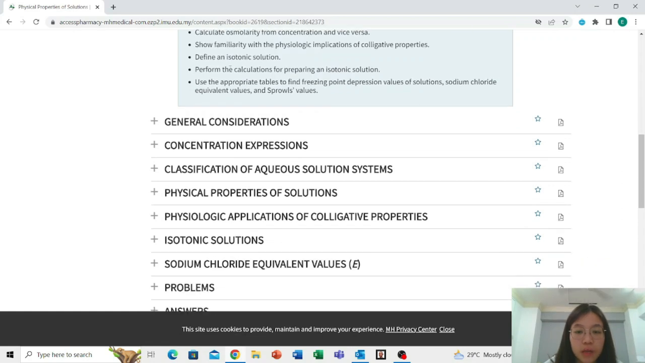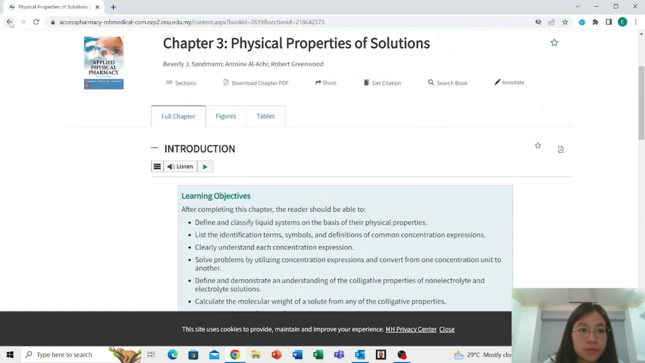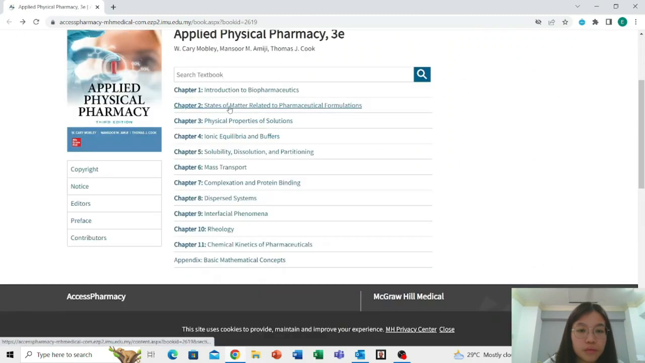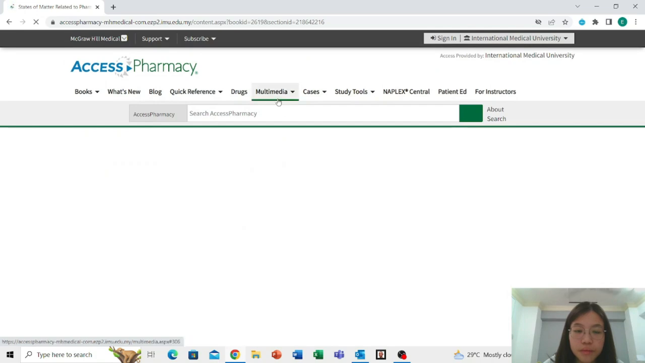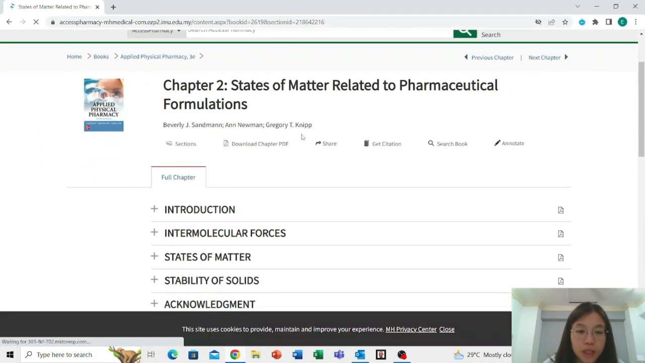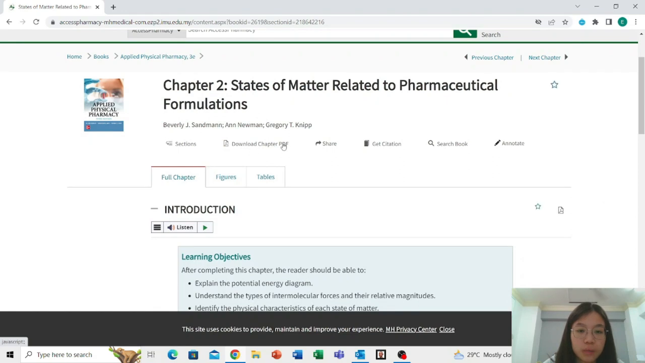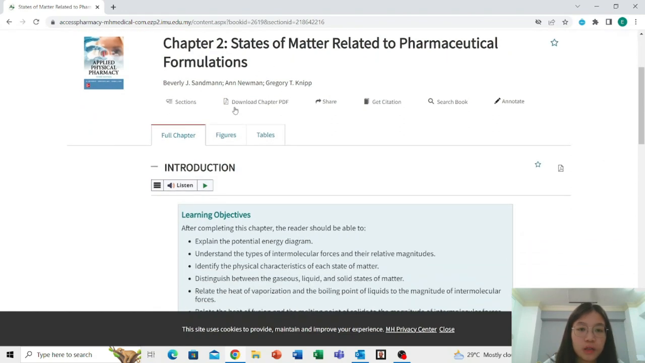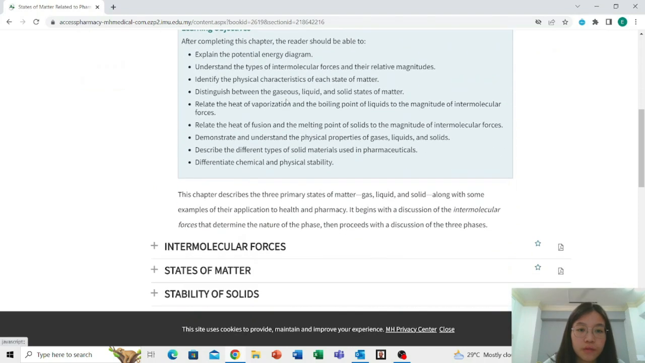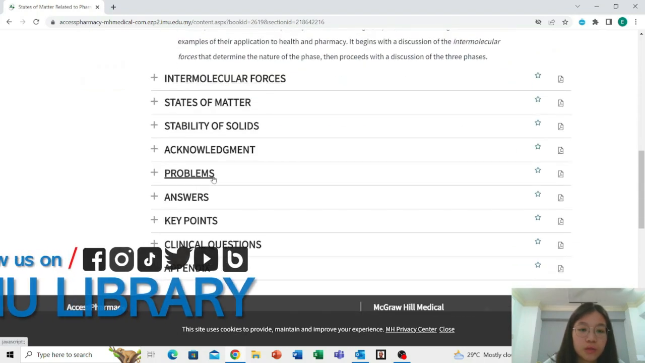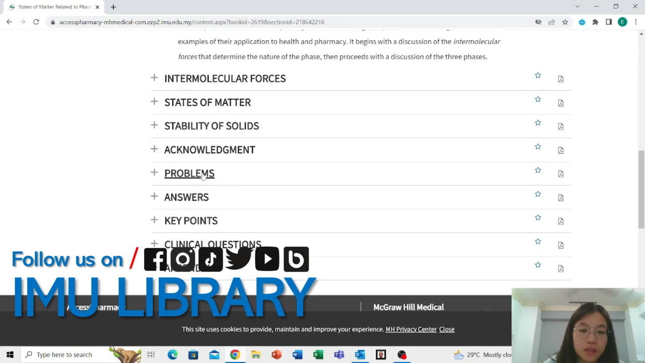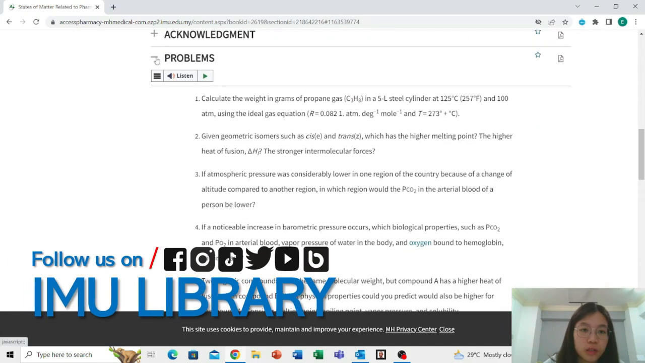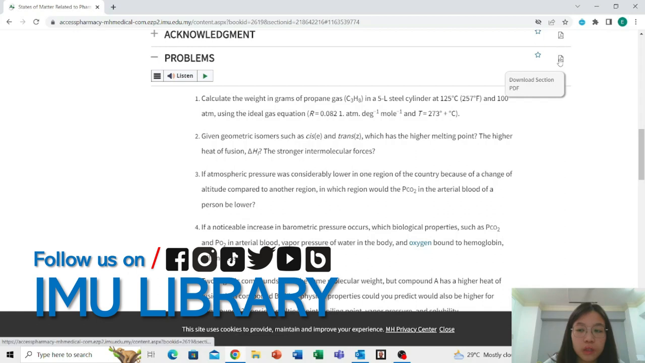For example, when I click into chapter 2, the states of matter related to pharmaceutical formulations, I can see there's the download chapter PDF, which means you download the whole chapter 2. Or if you only want to do the problems and get the answers, you can click onto the icon and download the PDF version.